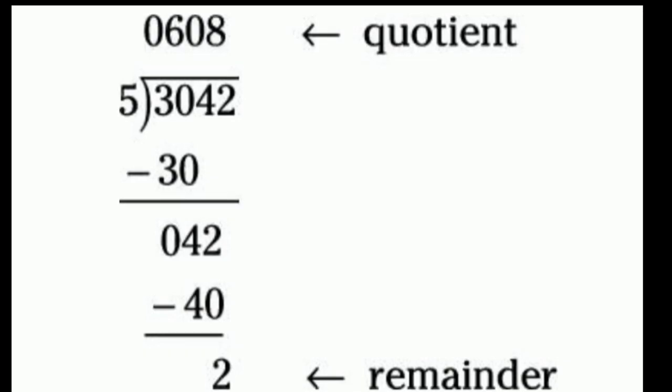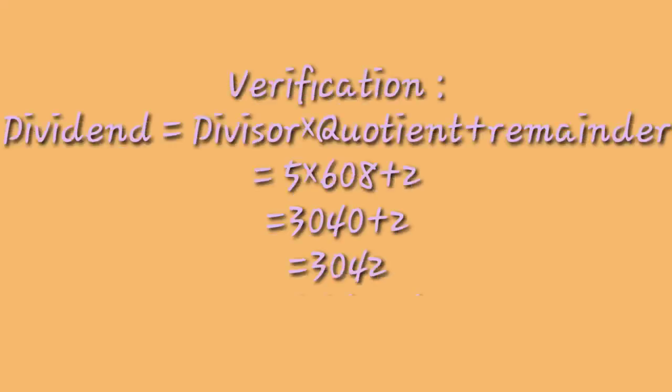Now what do you have to do? You have to verify your answer. For this you have to use a verification formula. The verification formula is dividend equals divisor into quotient plus remainder. Let us verify. Divisor here is 5, quotient here is 608 and remainder is 2. So 5 multiplied by 608 plus 2.